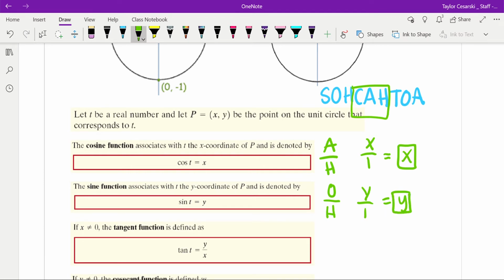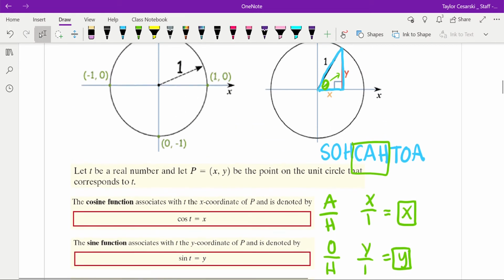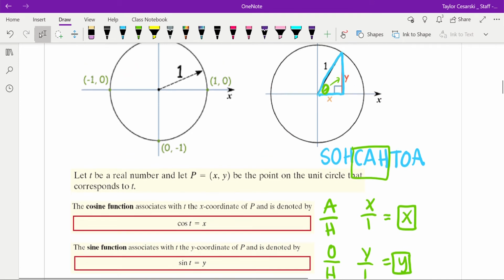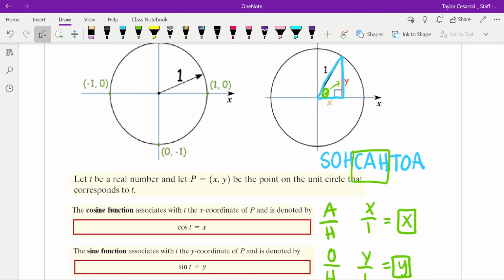So tangent, if you remember, is y over x. We also talked about it as sine over cosine, and I'm going to show you where that comes from. Now you notice it says x cannot equal 0, the reason being we can't divide by 0. And we'll talk about later on in this unit where those restrictions come in, what happens if x equals 0. Alright, so I'm going to go ahead and erase that.